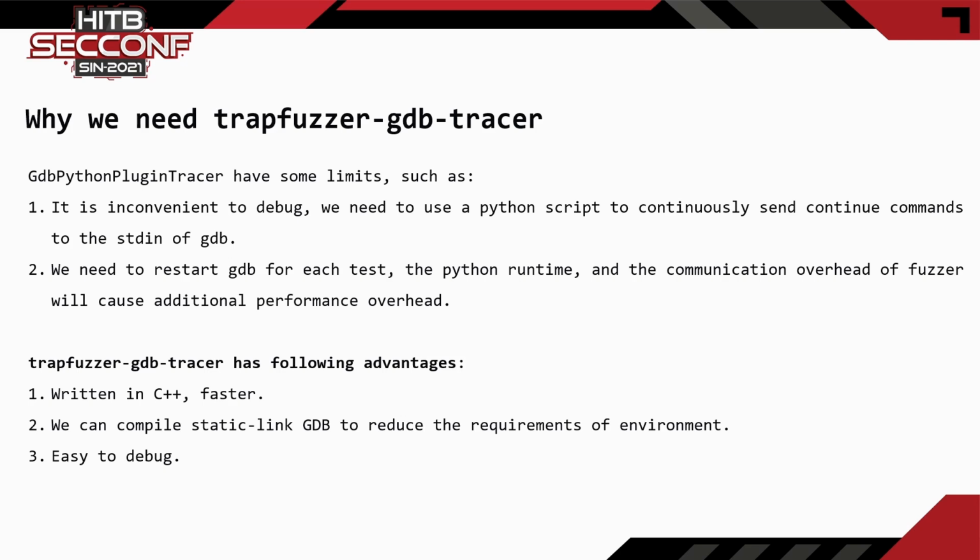The Python runtime and the communication between the trace module and the fuzzer will cause additional performance overhead. And the trapfuzzer GDB Tracer has the following advantages. First of all, its speed will increase, and we can compile a static-linked GDB to reduce the requirements of the environment, and it is easy to debug.